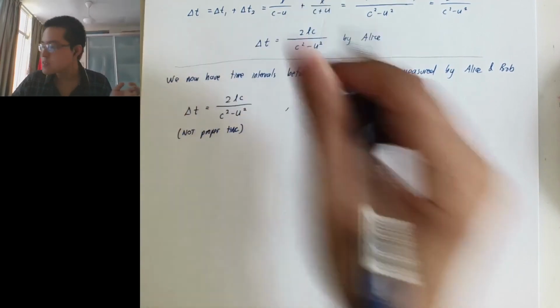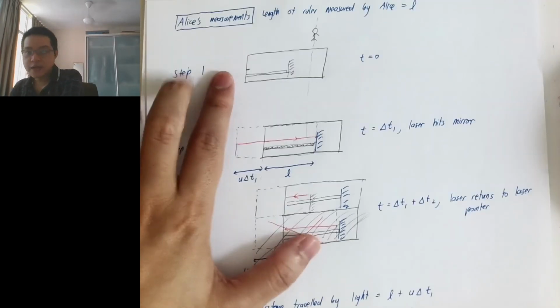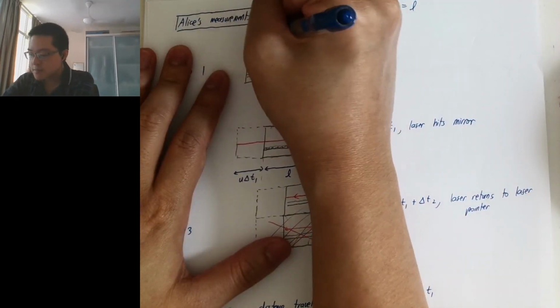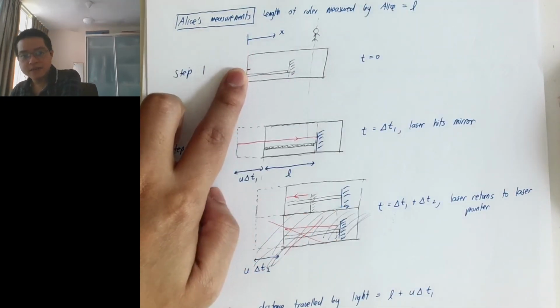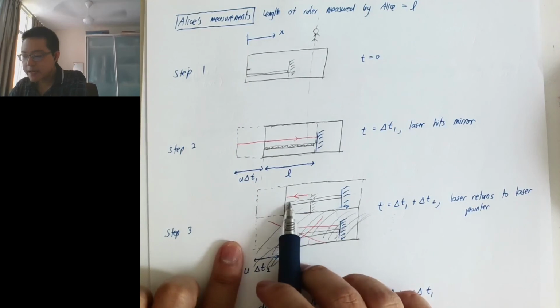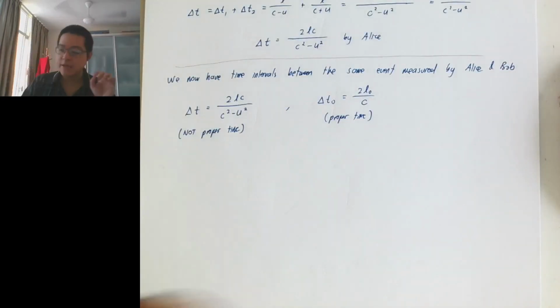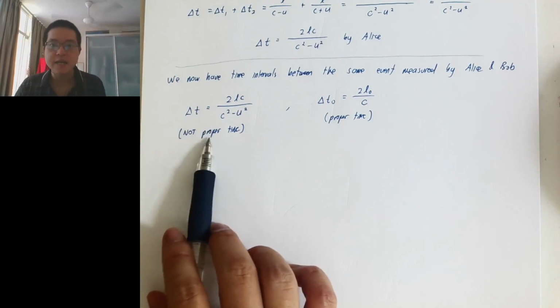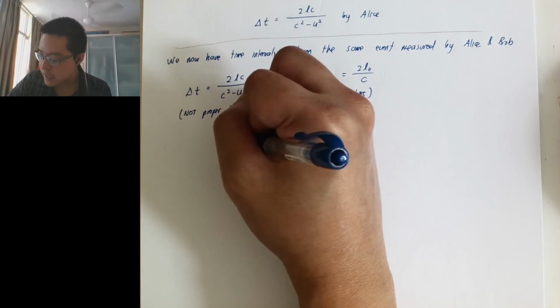Alice is not getting the proper time because in Alice's coordinate system, I draw the x position here for Alice, right? The laser starts here, but it comes back at some position on the right. So it's not the proper time. These two events are not at the same position in Alice's coordinate system. Therefore I can use the time dilation formula.